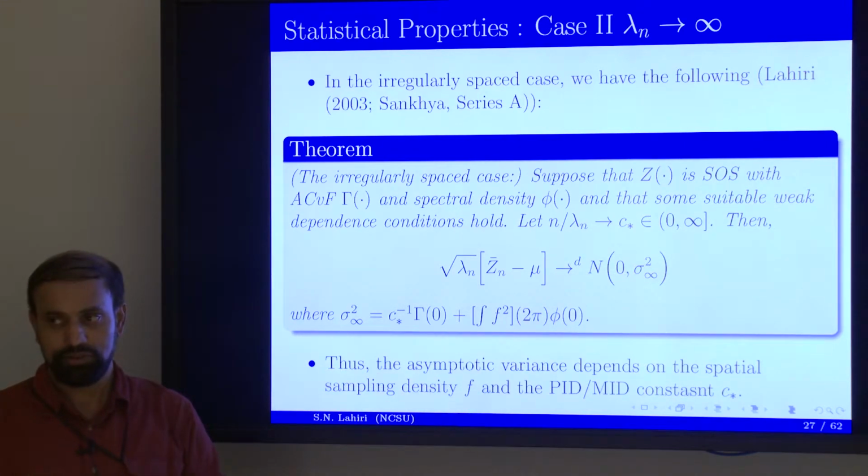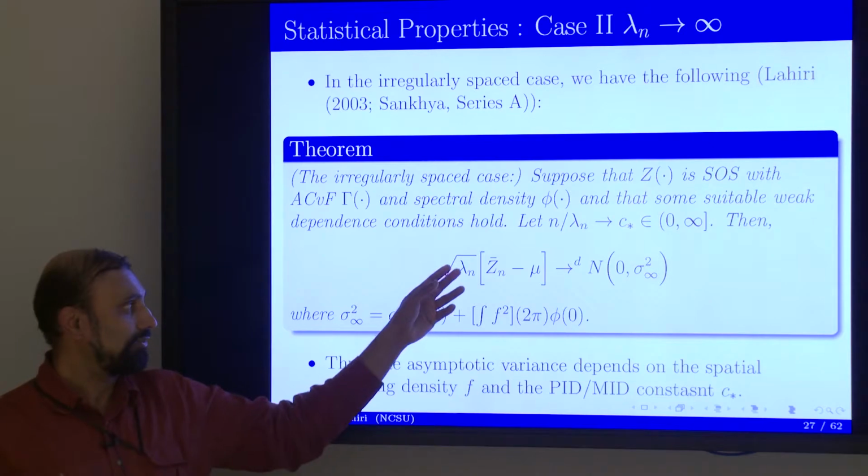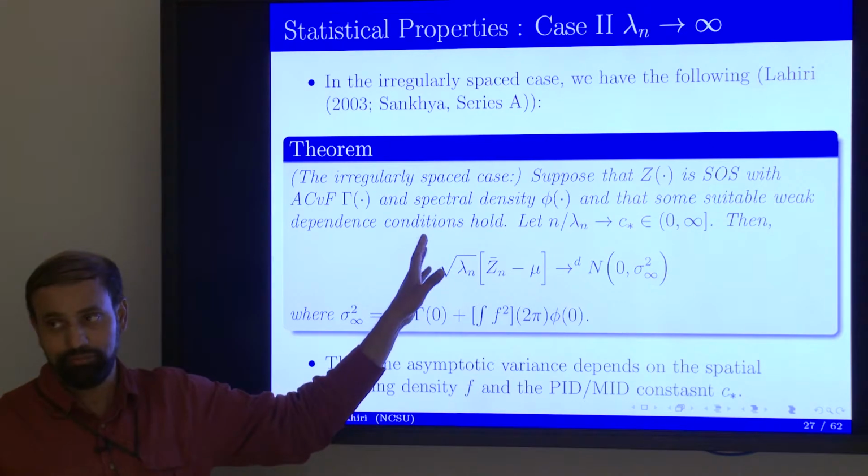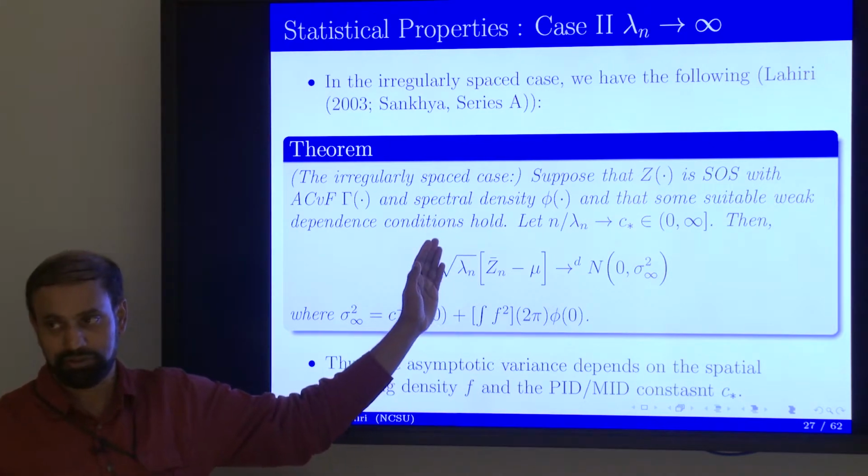So in that case, that is the pure increasing domain structure according to the terminology. In that case, lambda n and n are comparable, so you still get root n consistency.